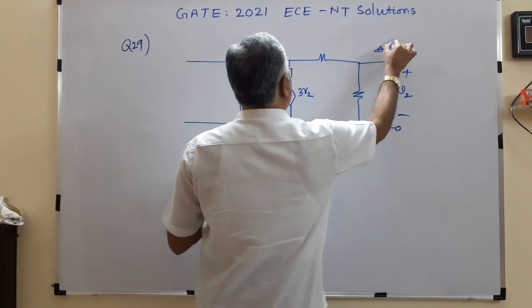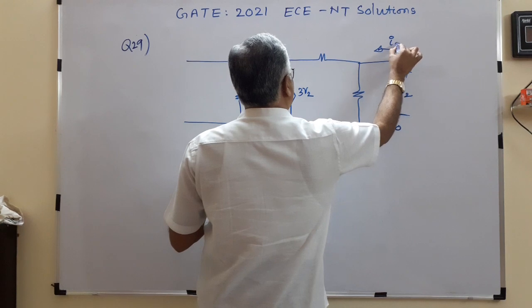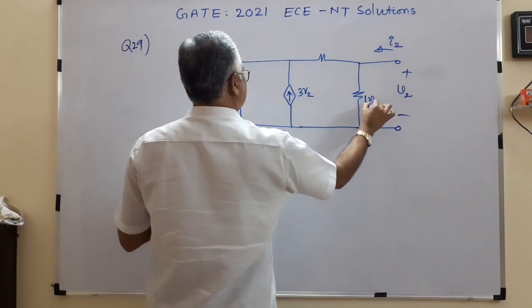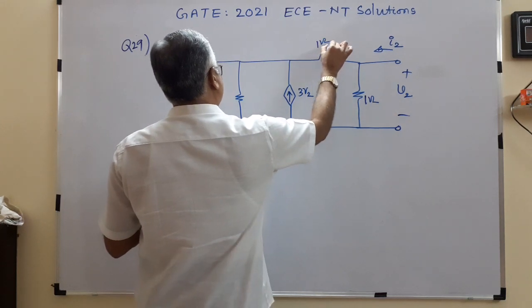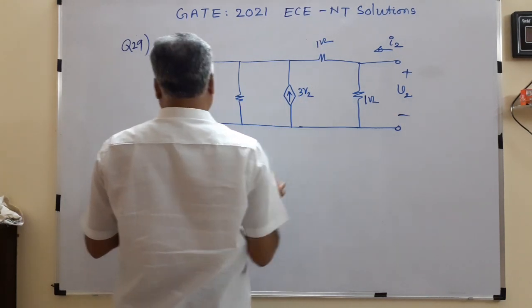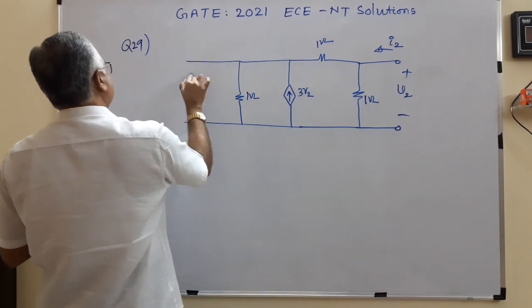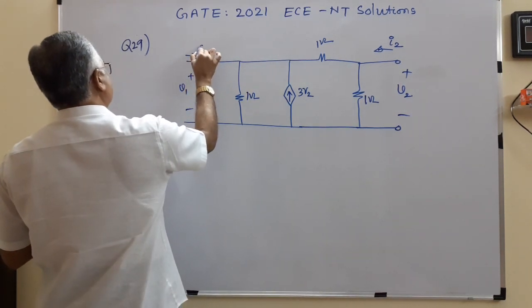V2, I2 are the port specifications, 1 ohm, 1 ohm, 3V2, again 1 ohm, V1, I1.